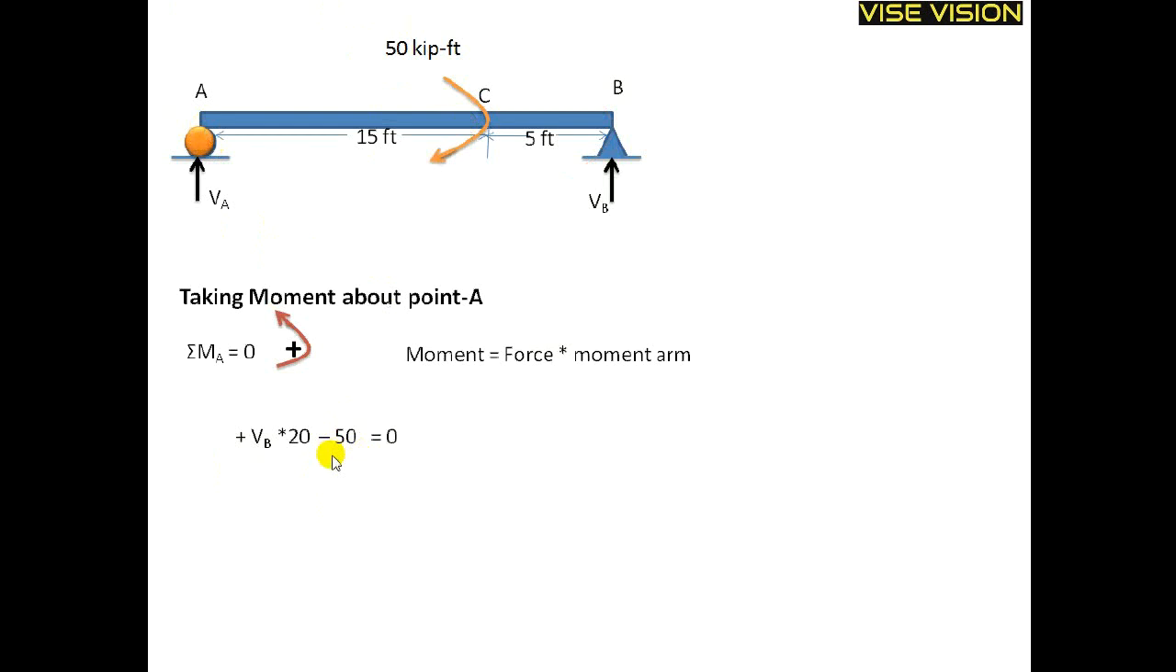Their sum is equal to 0. You can see here only these 2 moments are acting. The first moment is due to this VB, and the second moment is the 50 acting. Their sum must be equal to 0. Here VA does not create any moment because it is passing through the point where we are taking the moment. So the sum of the moments is equal to 0. Here we will get VB is equal to 2.5. It is acting over here.